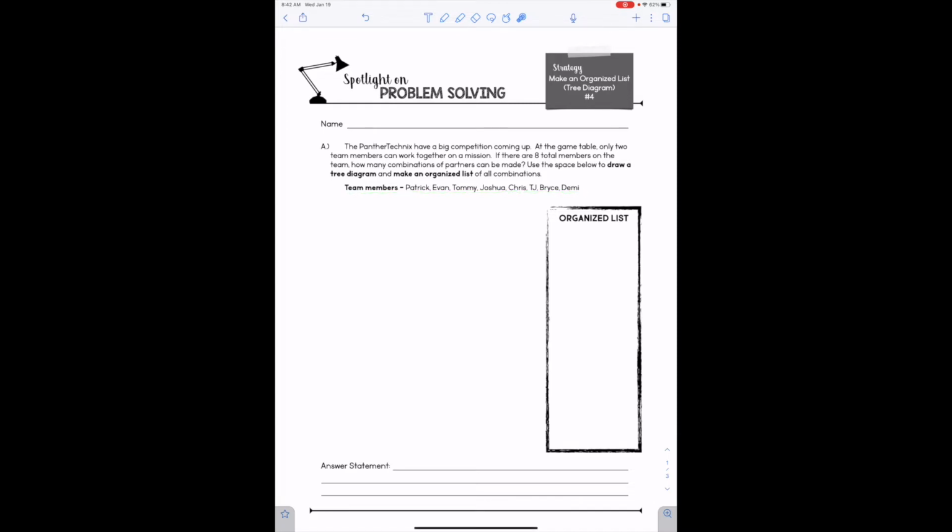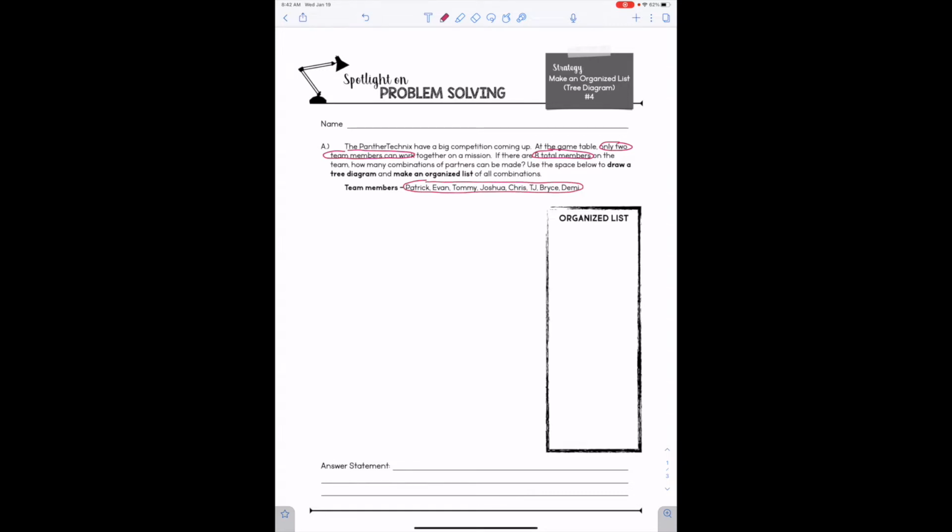Now, as we're looking at this, we're going to go back through and use the cube strategy. So we want to circle all of the important math information. So I'm looking at there are 8 total members. Only 2 team members can work together. And then here is the list of the 8 members.